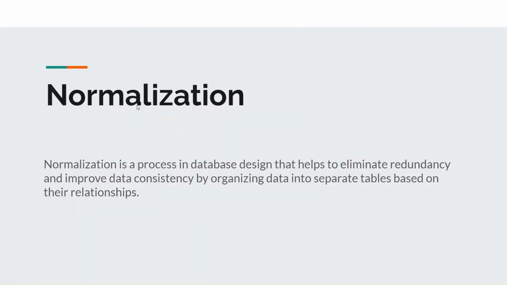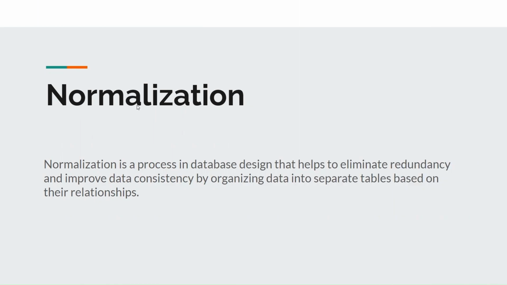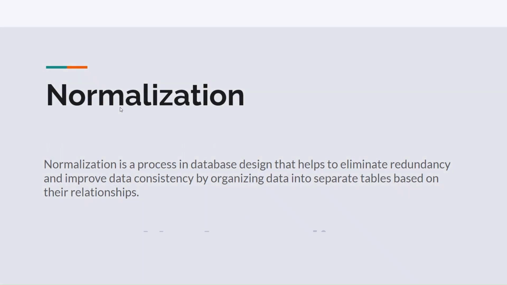By definition, normalization is a process in database design that helps to eliminate redundancy and improve data consistency by organizing the data into separate tables based on their relationships. In simpler terms, the normalization process involves creating tables with a specific structure that meets certain criteria called normal forms. By applying normalization techniques, databases become more efficient, easier to maintain, and less prone to data anomalies.